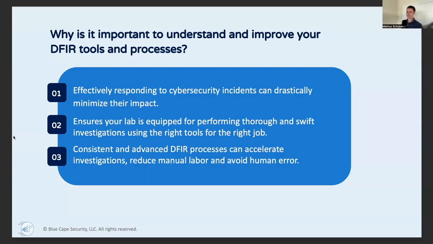And then we also need to have consistent processes so that you can accelerate those investigations, reduce the manual labor, and avoid human error, right? Because the more you can automate and streamline, the less human interaction you need, the less labor intense and time wasting it is, and also the less chance for human error. People need to conduct forensic investigations, there's a manual part of this for the most part, and the more you can avoid that, the more you can streamline those processes and avoid human error.